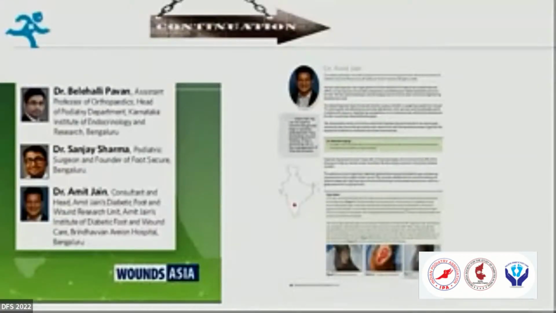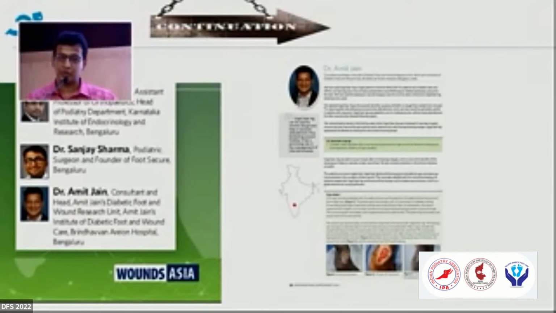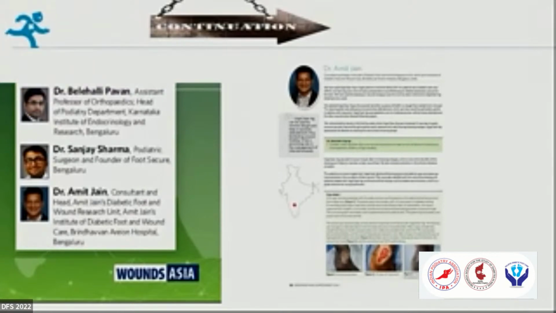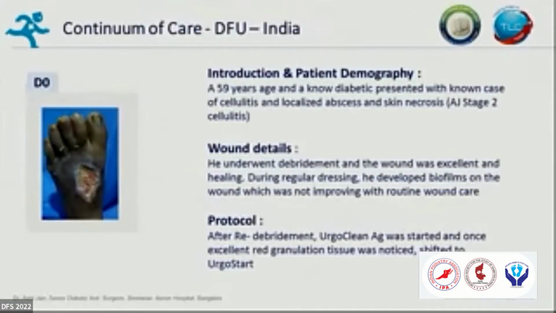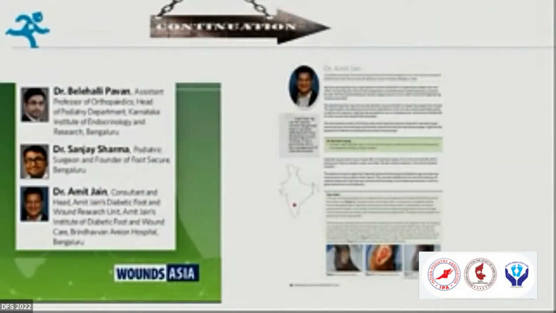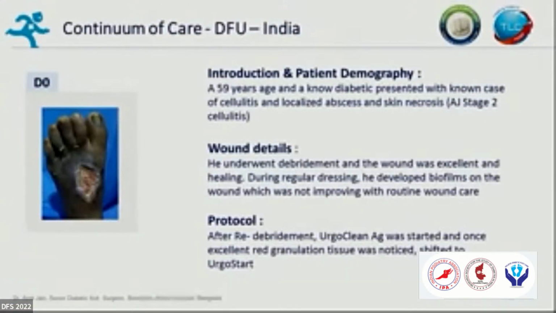As promised last time, when we presented in one of the talks of Urgo, we are going to come back once our publication takes place. And this is one of the publications which we have done on Urgo Clean AG. The next presentation was to have a continuum of care, and we said we are going to work it out and asked for 3 to 6 months. So this is how we went ahead with the continuum of care.